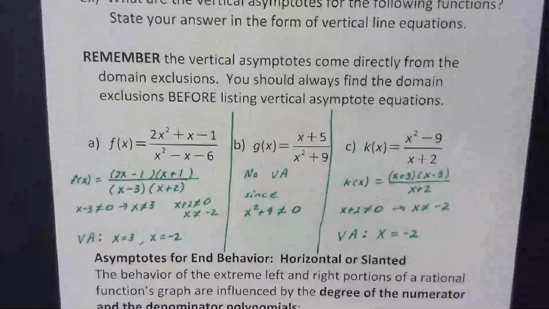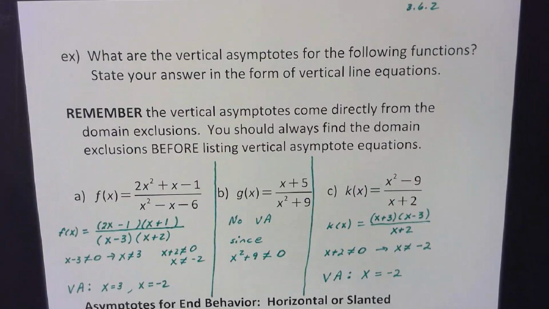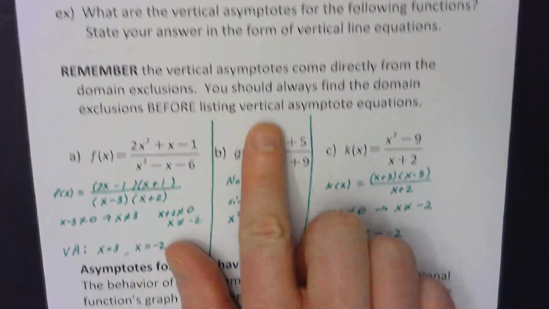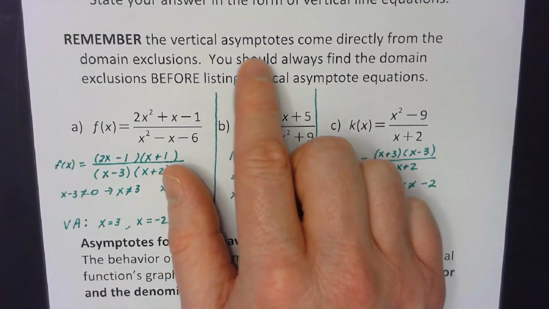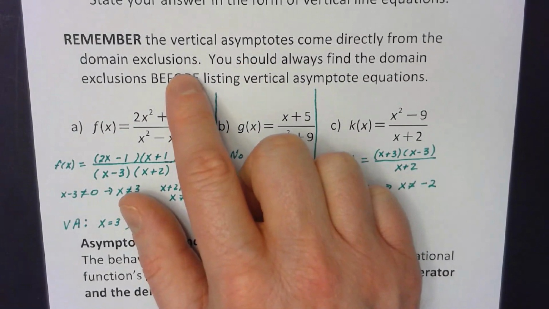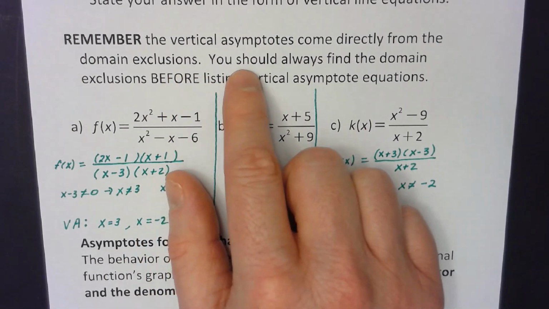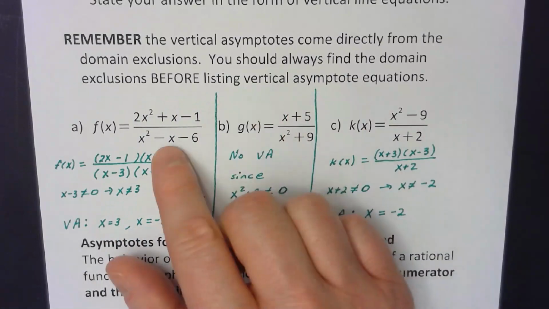So we don't always have asymptotes, but we normally do. Most of the time, you're not going to have that algebraic simplification possible in your problem. You're going to need to go ahead and think of where the asymptotes are at. So let me show you some examples where we would have to think of asymptotes. So the vertical asymptotes come directly from the domain exclusions, as long as those domain exclusion factors do not cancel with the numerator. So you should always try to find the domain exclusions before listing vertical asymptotes.